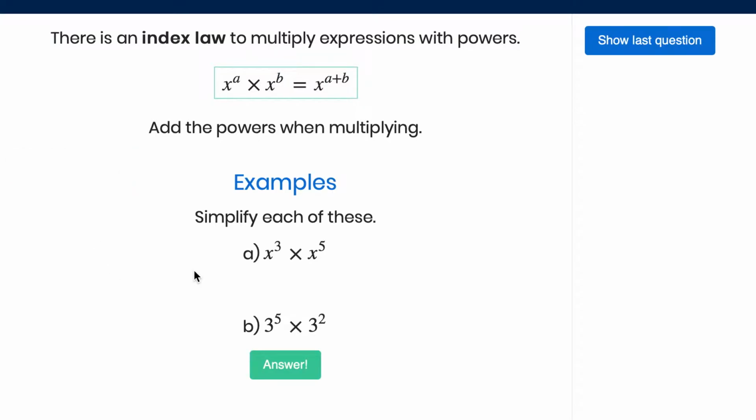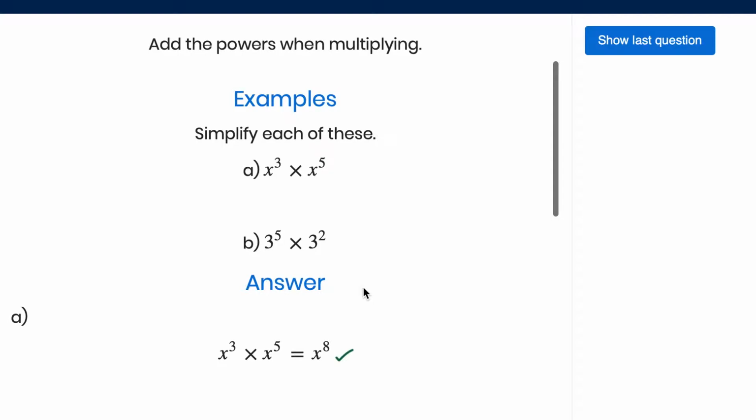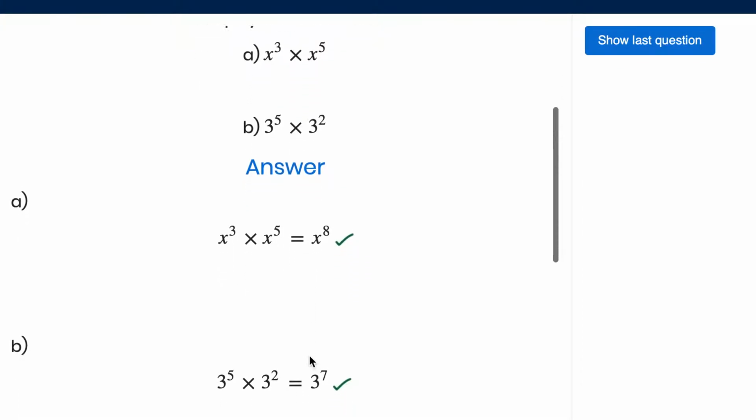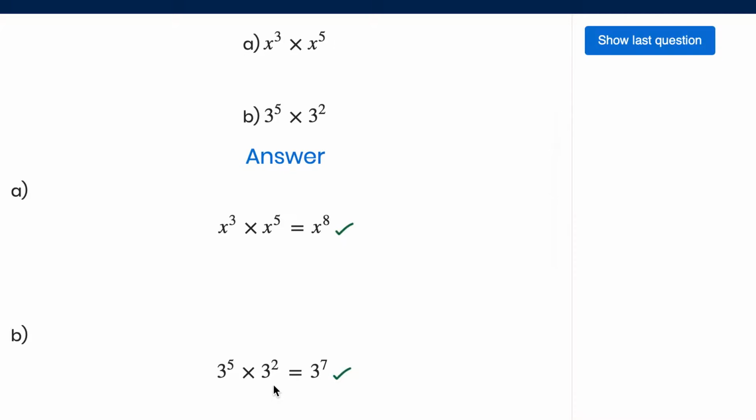So simplify x to the power of 3 times x to the power of 5, and 3 to the power of 5 times 3 to the power of 2. And the answers are simply found by just adding the powers. So x to the power of 3 times x to the power of 5 is just x to the power of 8 because 3 plus 5 is 8. Similarly, 3 to the power of 5 times 3 to the power of 2 is 3 to the power of 7, and that's just the same because 5 plus 2 is equal to 7.